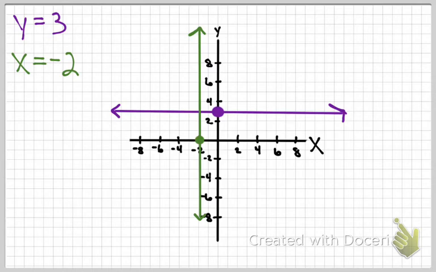So you might have one of those random questions on a homework quiz test where it just says graph it. Well, basically, the only way to do that, okay, is just to plot it on that point and then draw the line.